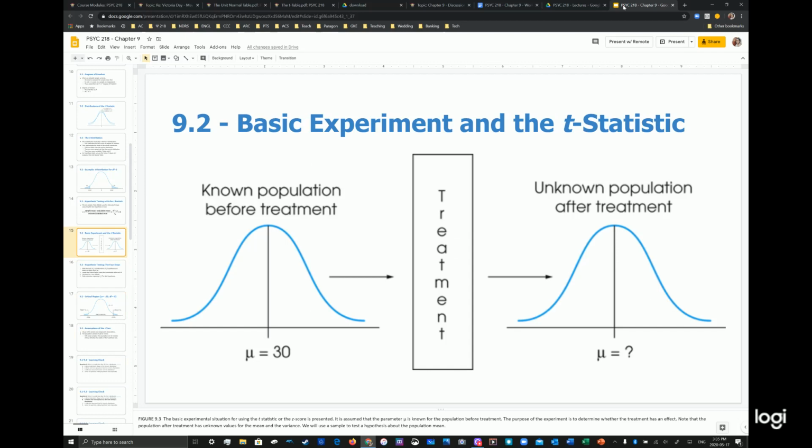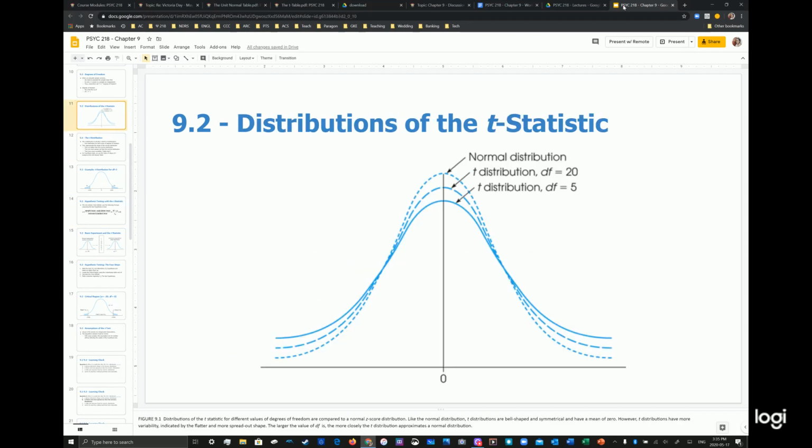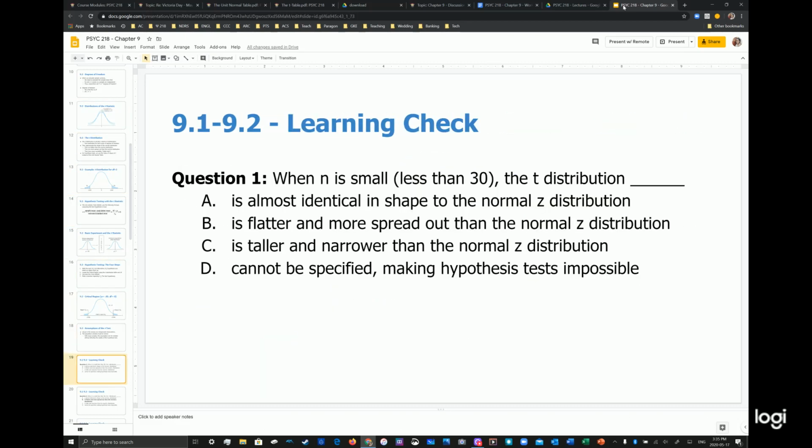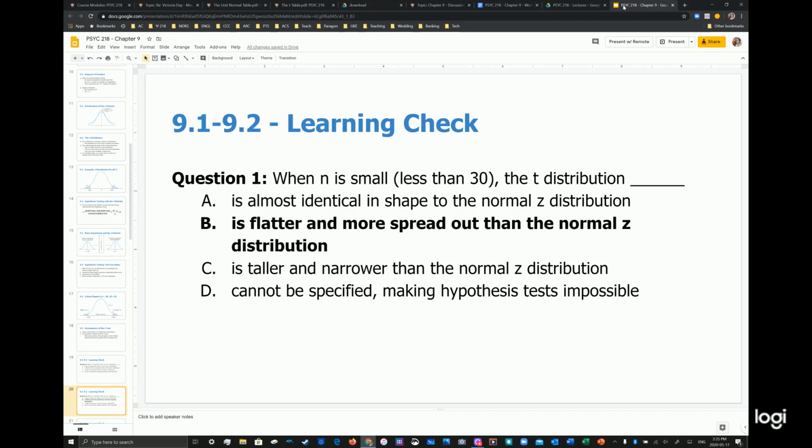So to review here, you can see slide 11. As you can see, as the distribution has small degrees of freedom, it gets shorter and wider. Flatter and fatter, so to speak. Again, the tallest and narrowest distribution would be the Z distribution, so there's no way that a t-distribution would be any taller and narrower. And so the correct answer here is B.